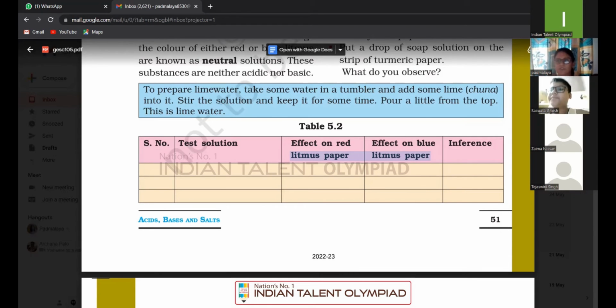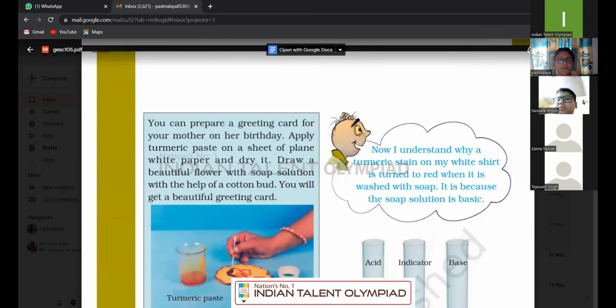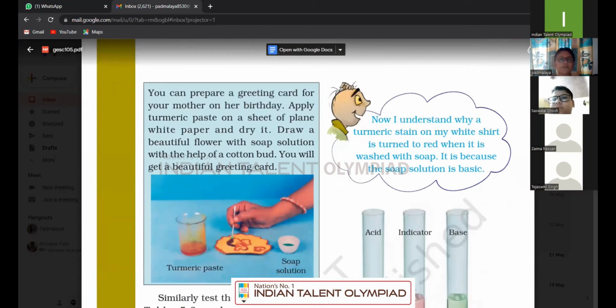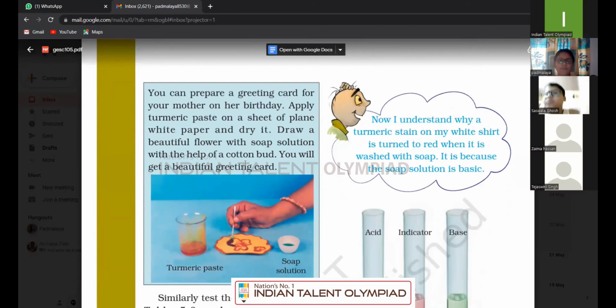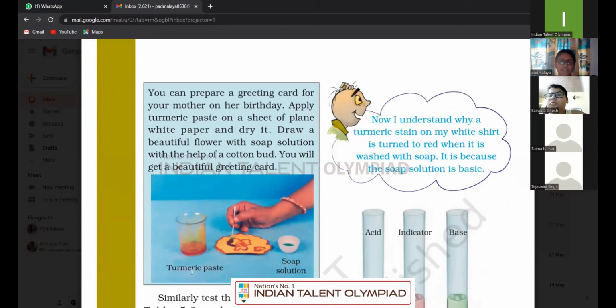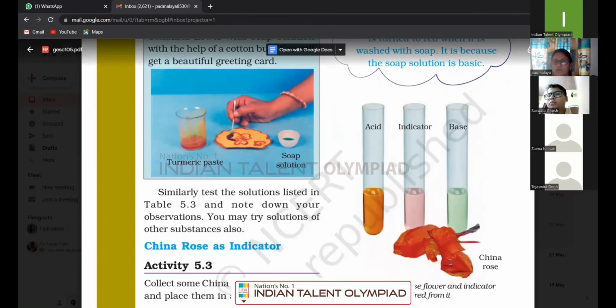This is regarding your acids. See here, you can prepare a greeting card for your mother on her birthday, applying different colors. See here, the color change. Draw a beautiful flower with a soap solution with the help of a cotton bud. Now you will get a beautiful greeting card. How? Take a turmeric paste and put it here. The soap solution will turn the turmeric paste red. And China rose is also an indicator which is used here.